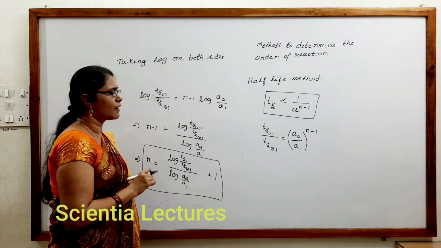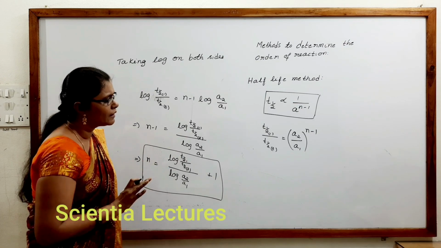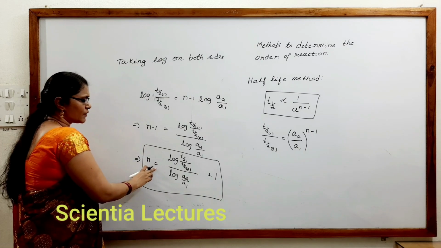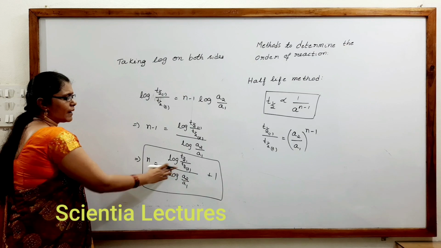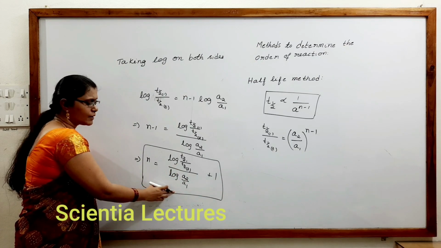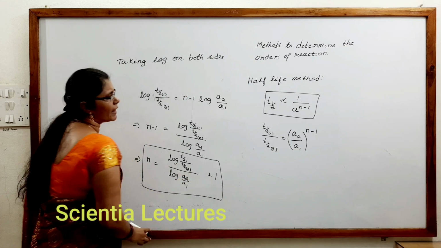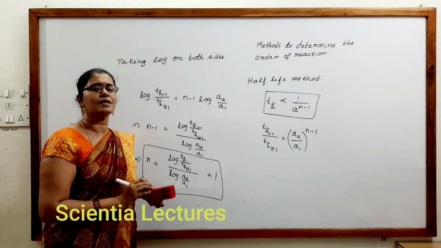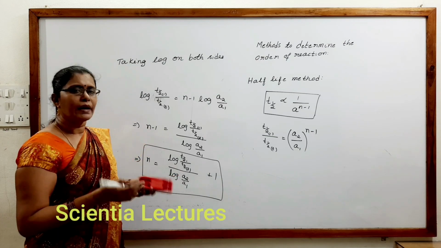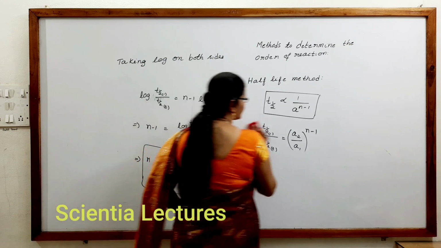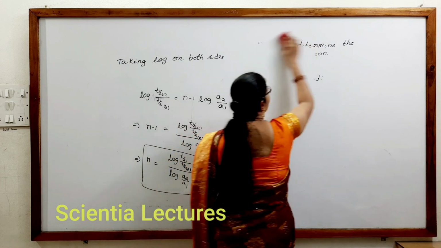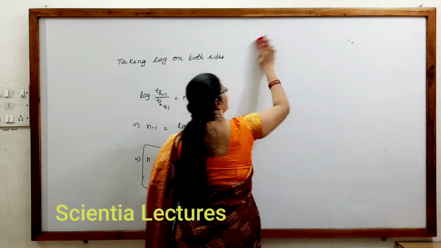T half 1 by T half 2 must be equal to A2 by A1 to the power of n minus 1. By taking logarithms, order of reaction would be equal to log of T half 1 by T half 2 by log of A2 by A1 plus 1. If you do, you will get the order of reaction, which can be fractional, zero, negative, or any natural number. This is the half-life method to calculate the order of reaction.